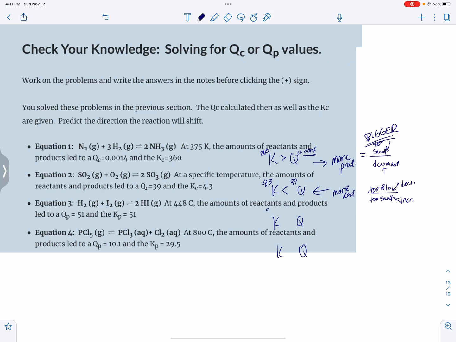And then on this one, we're going 51, 51. So these are equal. So when that happens, it means that your Q given is actually already at equilibrium.